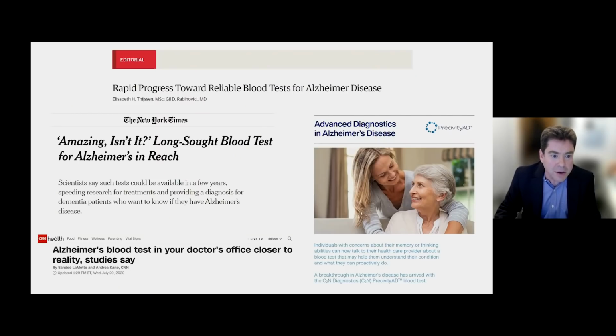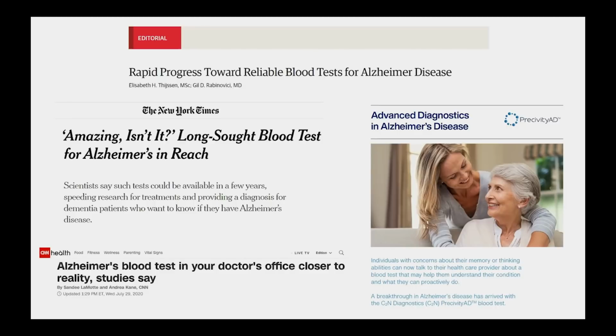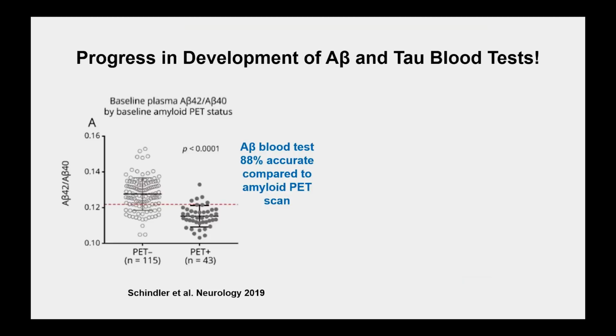So PET scans are great, but they involve radiation exposure and they're very expensive, on average, maybe $5,000 or $6,000. And so for a long time, there has been a focus on trying to develop blood tests that can reliably measure amyloid and tau, not in spinal fluid and not with advanced imaging, but in blood. And if you'd asked me 5 years ago if this would be possible, I would have been pretty skeptical. But there has been tremendous progress, as covered in the lay press, in developing these tests. And I'll show you just a little bit of data about that.